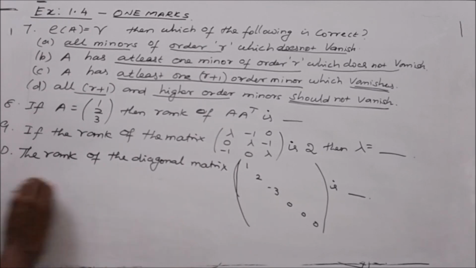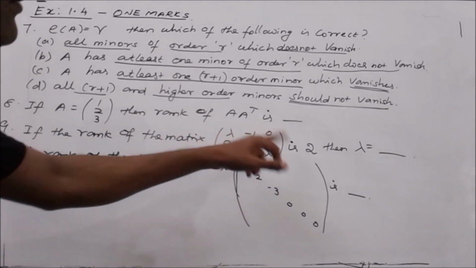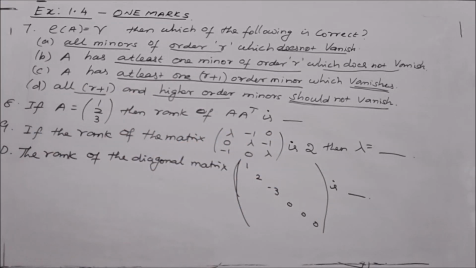Next question, the 9th one. The rank of the matrix is 2, then the value of lambda. The matrix is lambda minus 1, 0, 0; lambda, minus 1, 0; lambda, 2, then the lambda value is dash.